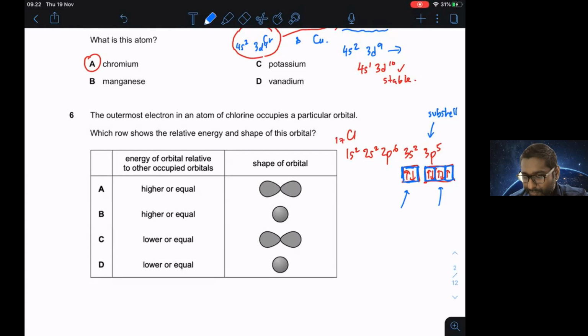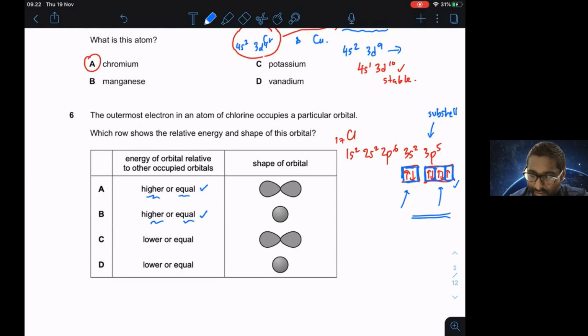So if we are talking about orbitals, I think we need to compare between 3s and 3p. We know that 3p is actually slightly higher than 3s in energy level. Therefore, you can say that 3p is higher or can be equal. Higher or equal, but you cannot say lower or equal, because 3p is generally slightly higher than 3s. So, A or B.